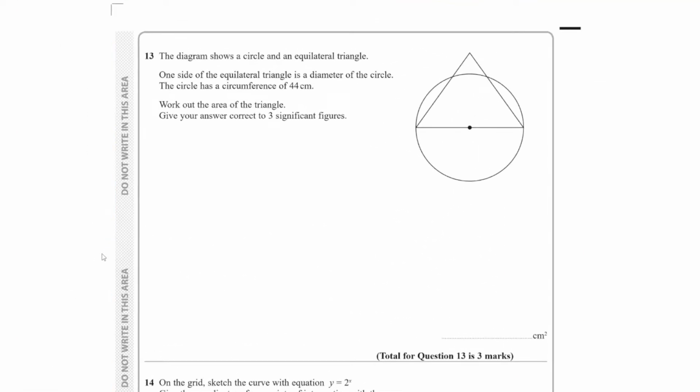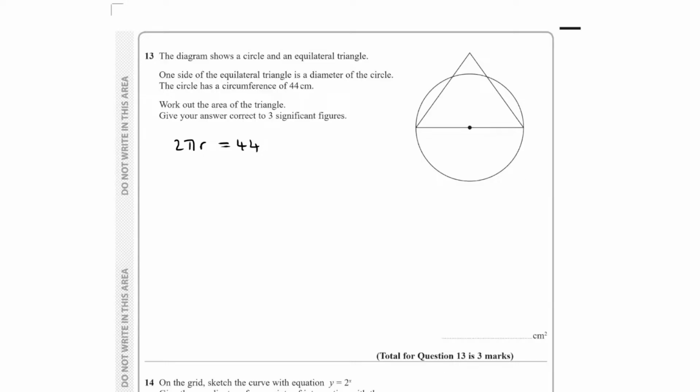So question 13, the diagram shows a circle and an equilateral triangle. One side of the equilateral triangle is the diameter of the circle, and the circle has a circumference of 44 centimeters. Work out the area of the triangle. Okay, so circumference, just think what's the formula for that? You do have it on your formula sheet if you don't know it. 2 pi r, or pi times diameter. So 2 pi r is equal to 44, isn't it?